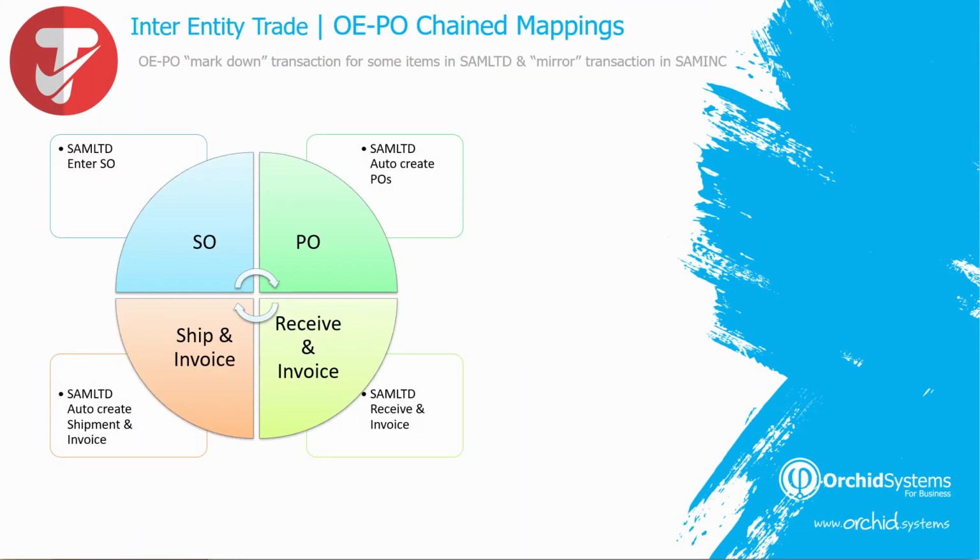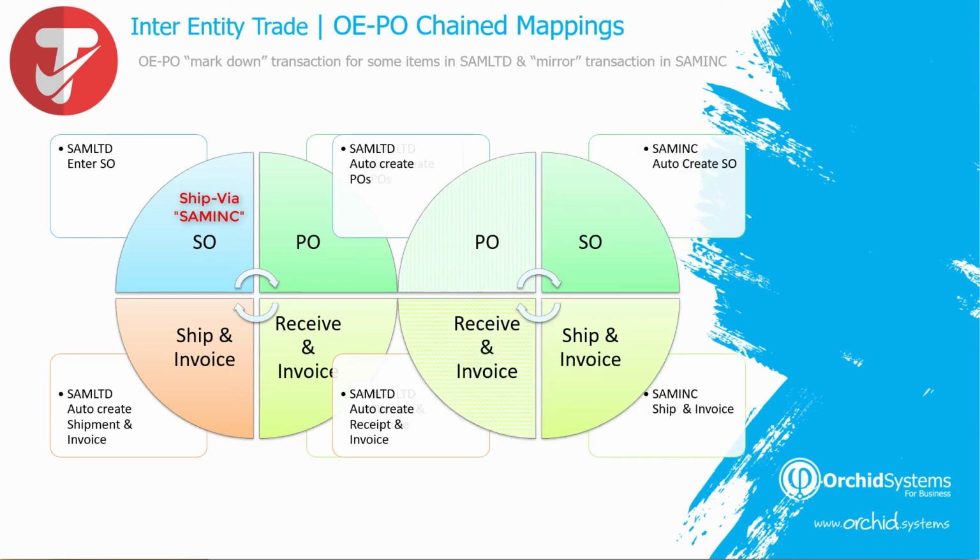In this last example, we have seen entering a sales order in SAM Ltd and using the ship via of SAM Inc. to do a purchase order for those items we want to order from SAM Inc. And then Inter-Entity Trade creates the corresponding sales order in SAM Inc. to supply those goods. And then when we ship and invoice the sales order in SAM Inc., it receives and invoices the purchase order in SAM Ltd, which in turn ships and invoices those items that have been received to the customer.